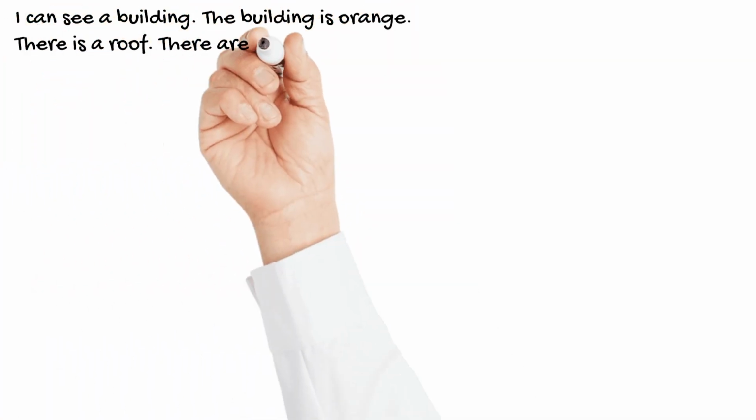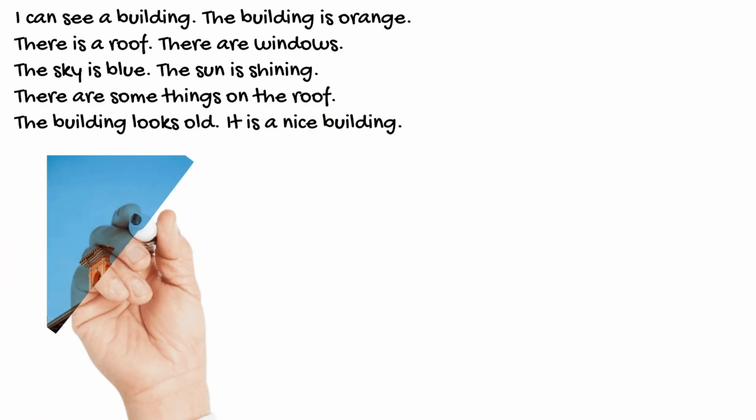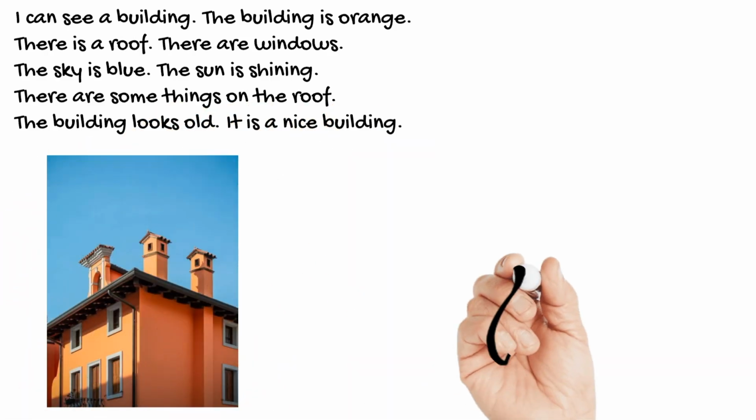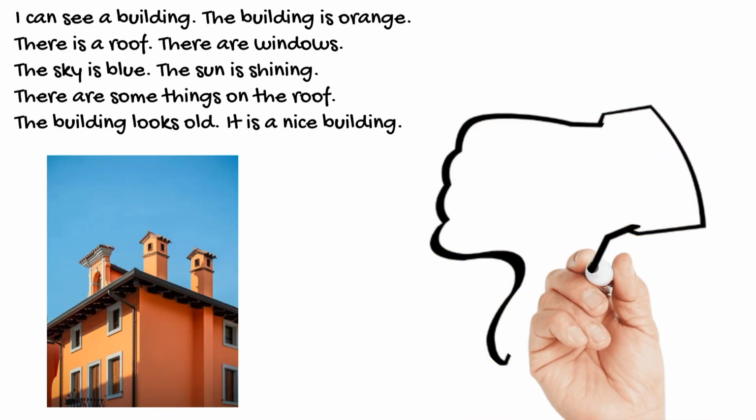The first one is, "I can see a building. The building is orange. There is a roof. There are windows. The sky is blue. The sun is shining. There are some things on the roof. The building looks old. It is a nice building."